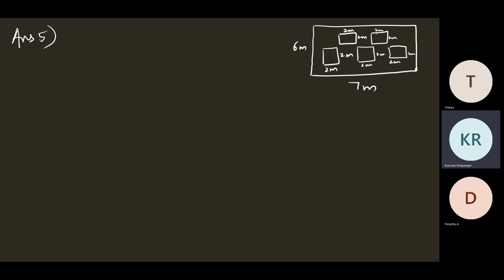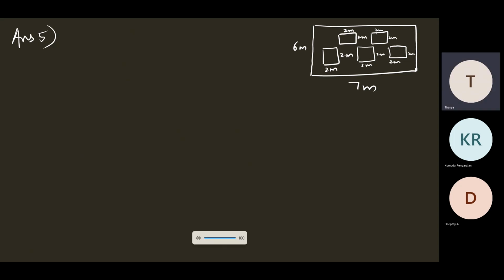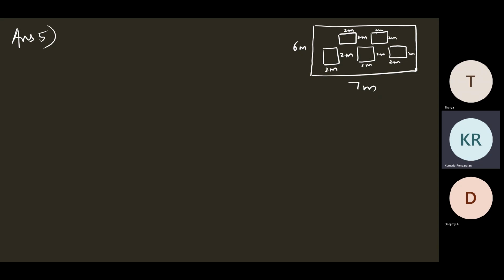Now how will you find the area of the rectangular plot? Length into breadth. 7 into 6, 42 meters square. Now what is the area of one square flower bed? Tell me, what is the area of one square flower bed? Four, ma'am. 4. 2 into 2, 4 meters square. So if the area of one flower bed is 4 meters square, what will be the area of 5 flower beds? Ma'am, 10, ma'am.